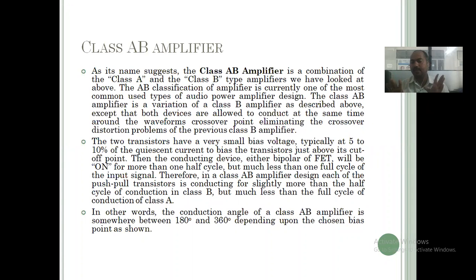During that portion no transistor works, so no output is coming with respect to your output, right? Due to that missing output there is a distortion. This will be the problem with respect to the class B type of amplifier.